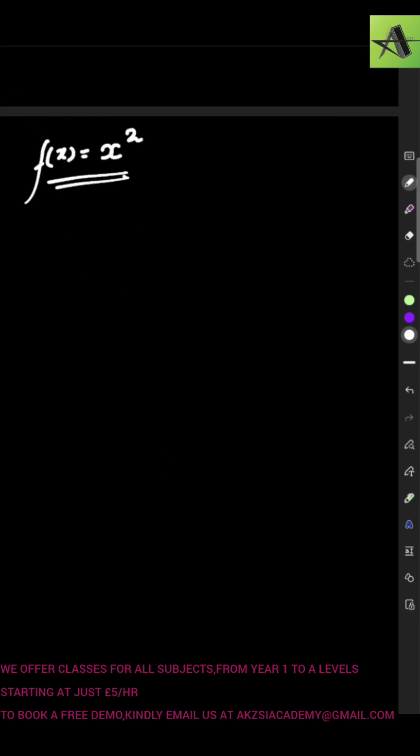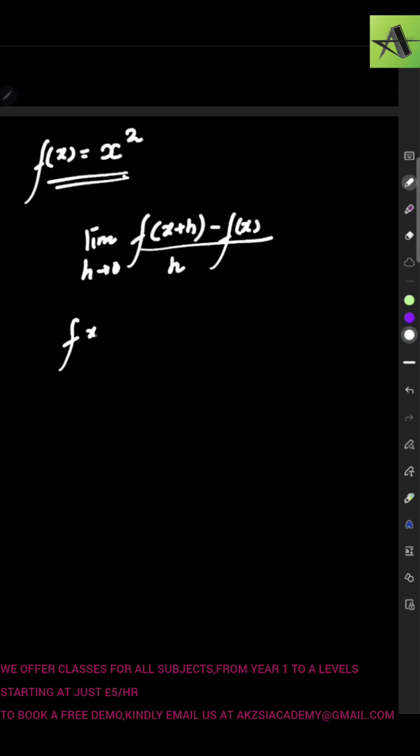So now we have to find the derivative of f of x equals x squared by first principle. Same thing, I told you whenever you have to apply it, you have to write down the first principle, which is f of x plus h minus f of x over h, where h tends to 0, that's the limit. So we know f of x is x squared. That means f of x plus h is x plus h whole squared. That's the meaning of it.